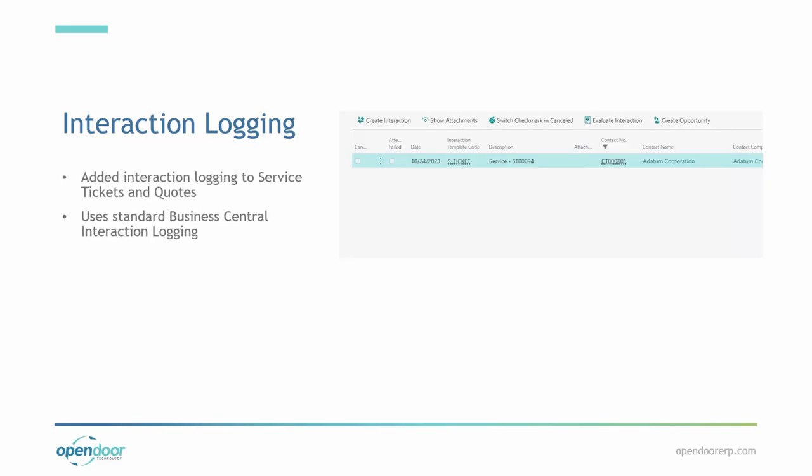So the next feature for today is going to be the addition of interaction logging to service tickets and service quotes. This is, again, standard Business Central interaction logging. So if you've used that before, this should look quite familiar to you.